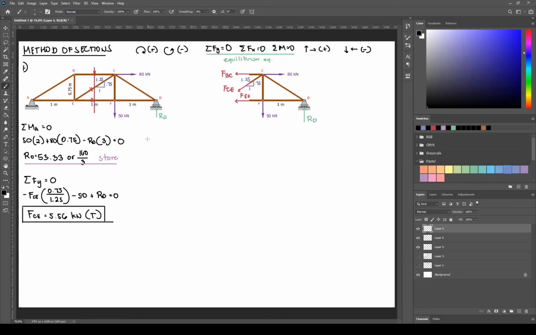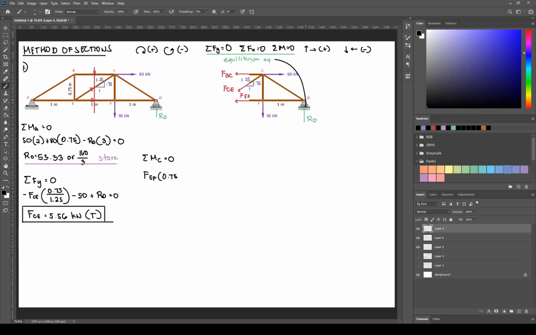Okay. So summation of moment about C equals 0. Let's start with EF. Rotate about C, that's clockwise. So positive FEF. Perpendicular distance is this, which is equal to 0.75. Next, 80. 80 also passes through C, so that's 0. What about 50? 50 also passes through C, so that's 0 again, right?